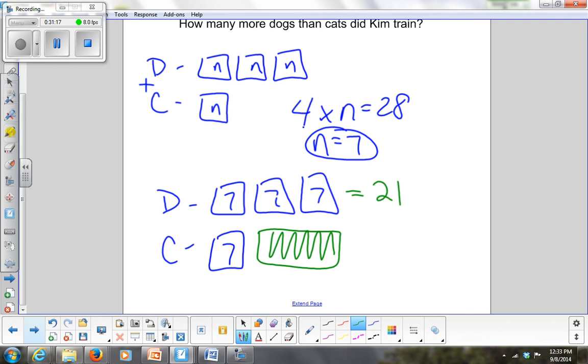Lucas, what do you think? Remember, these are going to be the exact same length, right? This has to equal 21. How do I figure that out? How many more? What does that tell me to do? Many more. Subtract. What numbers am I going to subtract, Naji? I'm going to subtract 21 minus 7 equals 14. So she trained 14 more dogs than cats.